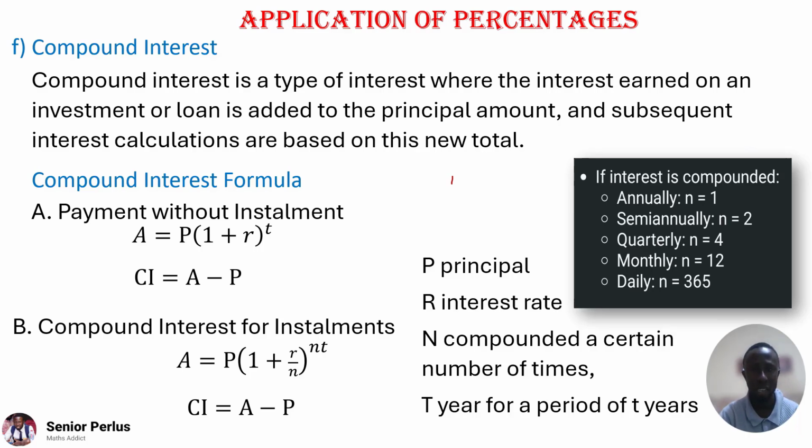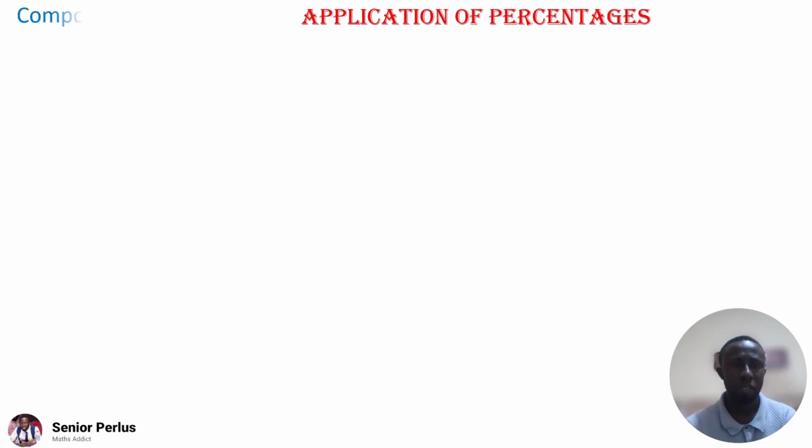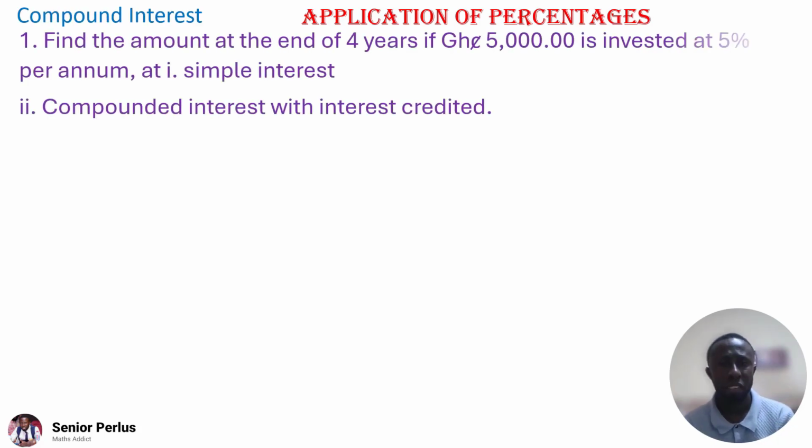Let's solve an example on this compound interest. Our first example: find the amount at the end of 4 years if 5,000 Ghana cedis is invested at 5% per annum at I, simple interest, II, compound interest with interest credited annually.